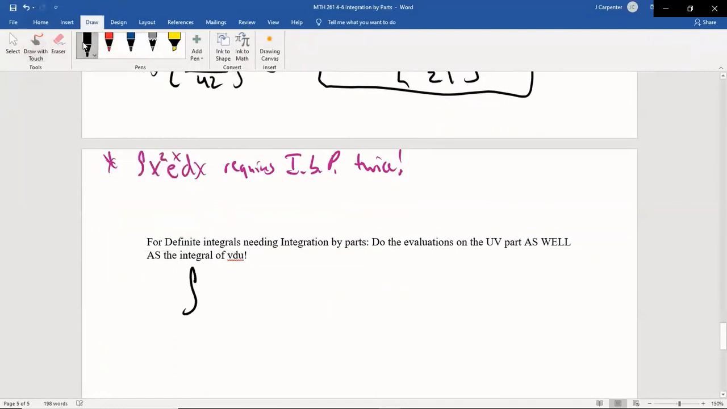The integral from a to b of u dv is equal to uv evaluated between a and b, so you plug in the b number, then subtract plugging in the a number, minus the integral from a to b of v du. So you have to integrate this part and then plug in the upper and lower limits.